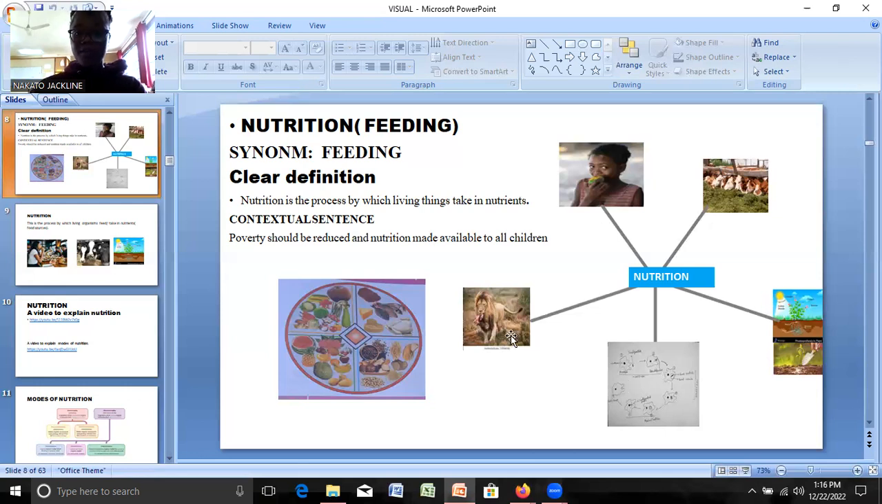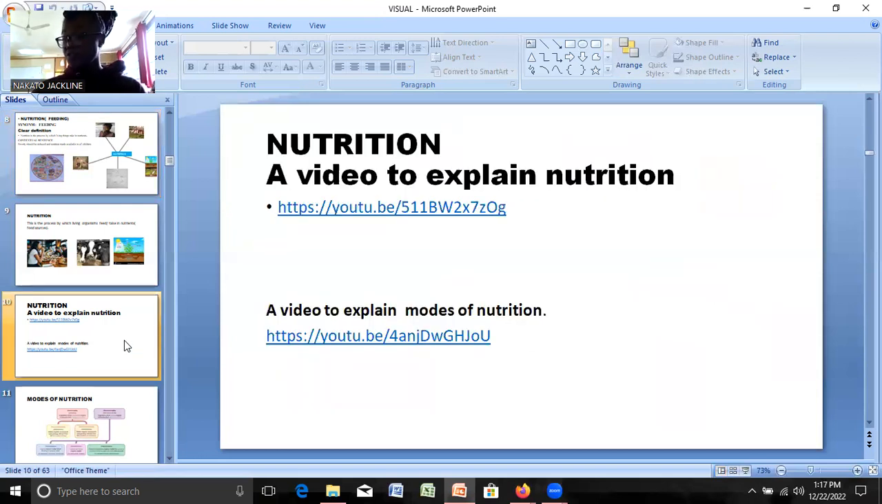Then we have a lion. Wild animals, lions, they also take in food. And so here, nutrition is more about what we take into our bodies. As we said, our competence is that deaf learners should be able to know the different requirements humans need depending on their age. And here are some of the videos to explain the term nutrition.